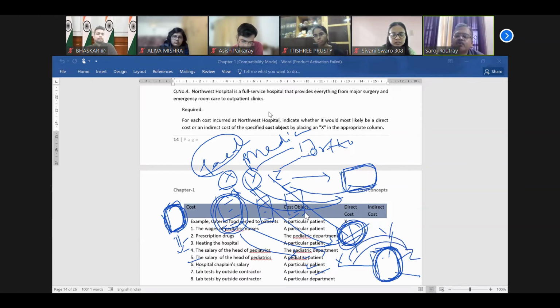What you do is allocate it, you divide it. Equally you divide it, or you divide it on the basis of the number of times they visited. So you use a basis. The moment you use a basis, it becomes an indirect cost. Here you don't need to use any basis, because I know X belongs to the pediatric department, so the cost belongs to the pediatric department. I can identify it, so it's a direct cost. Okay.